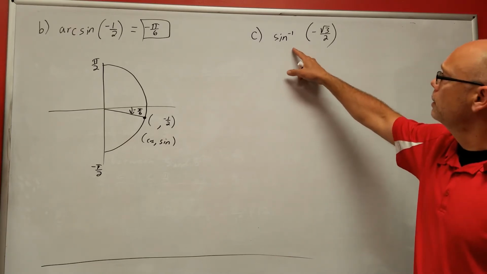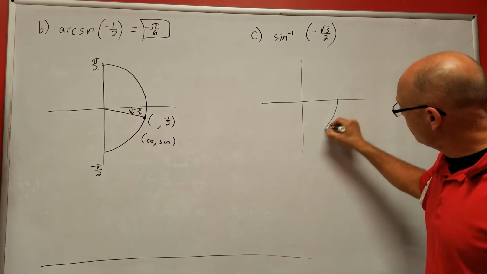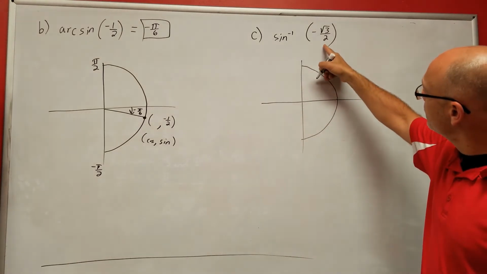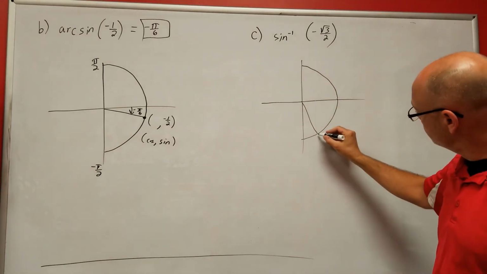Alright, so what does this mean? The angle that falls between negative pi over 2 and pi over 2. So I'm looking for the angle that falls between negative pi over 2 and pi over 2, whose sine is a negative square root of 3 over 2. That'll be in this quadrant, right?